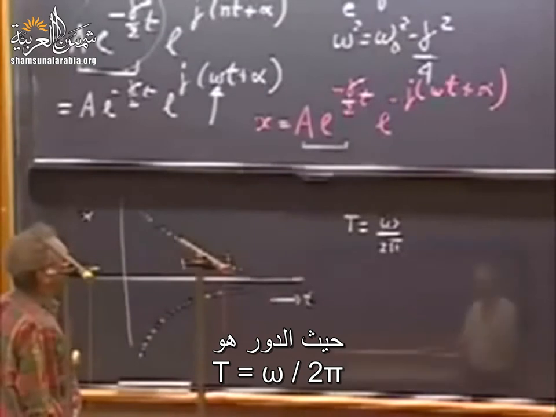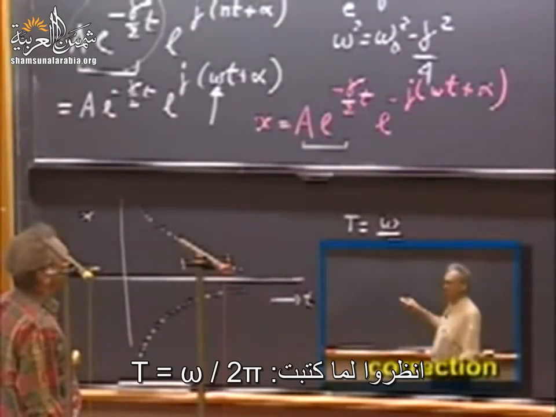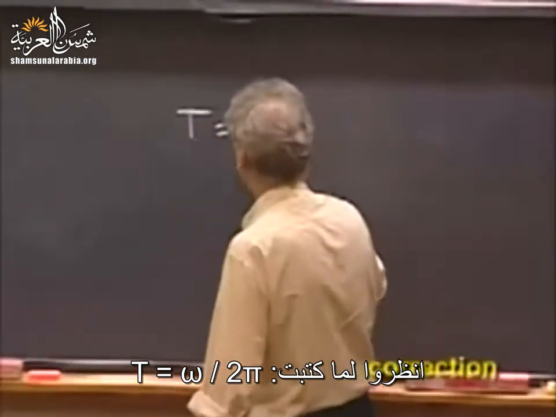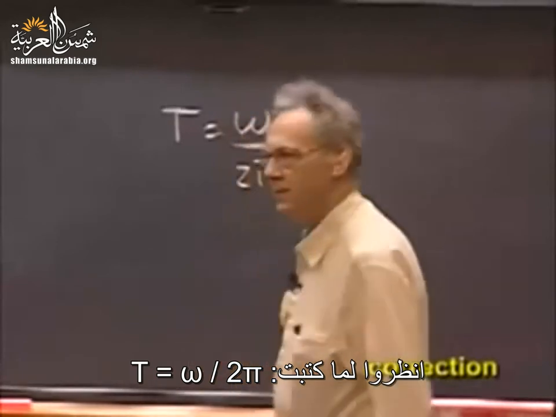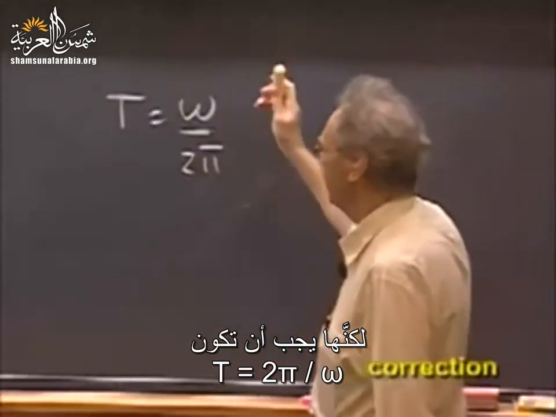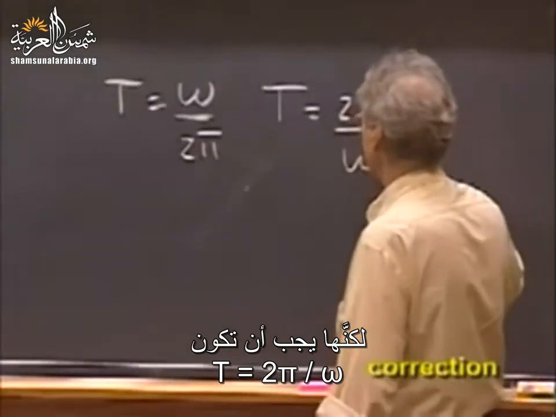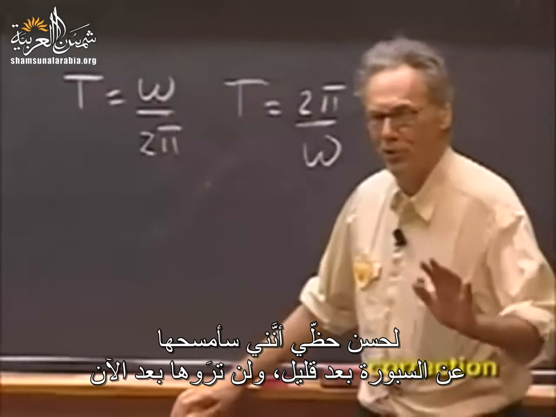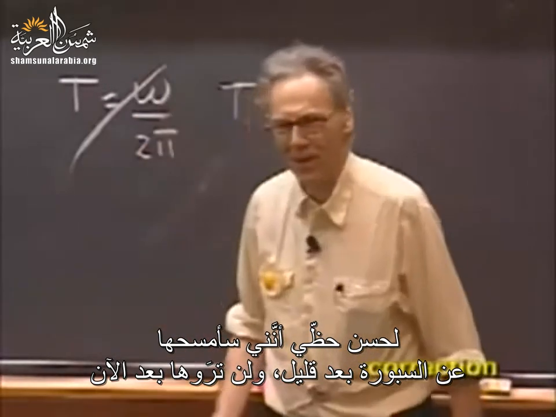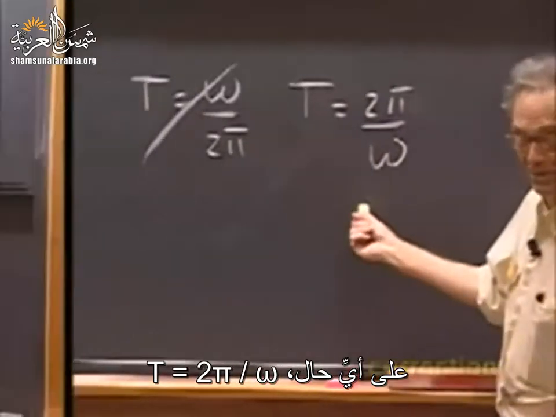Oops, how could I? Look what I wrote. I wrote T equals omega divided by 2 pi. It was not my day. Clearly, it should have been T equals 2 pi divided by omega. Now, fortunately for me, very shortly afterwards, I erased this from the blackboard, so you won't see it for very long. In any case, this is what it should be.